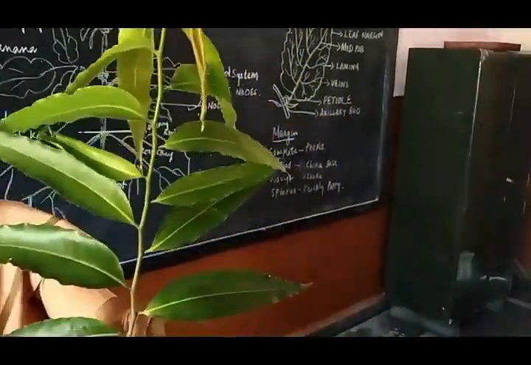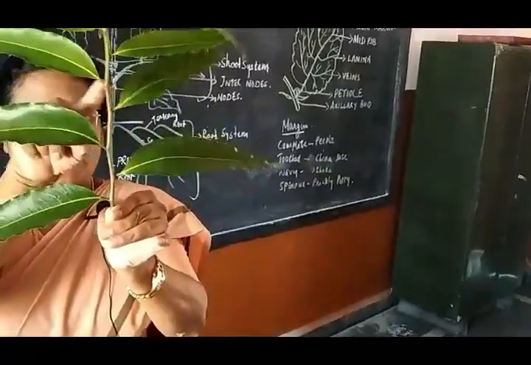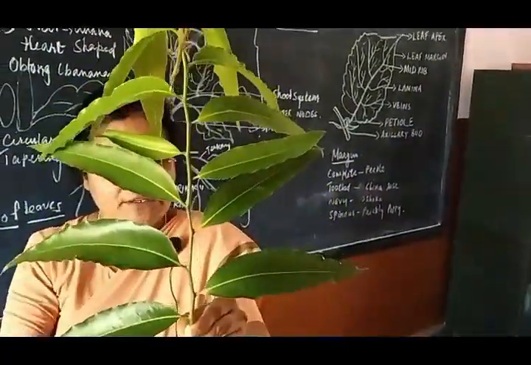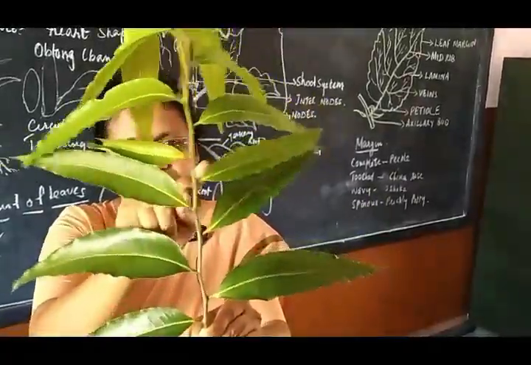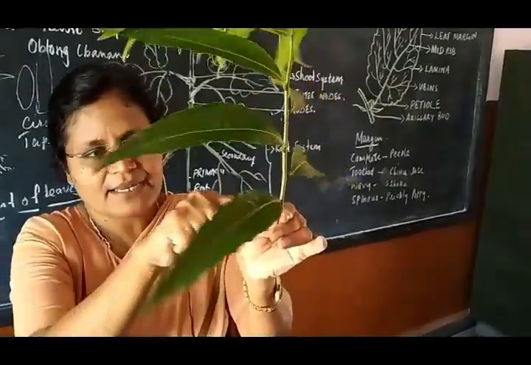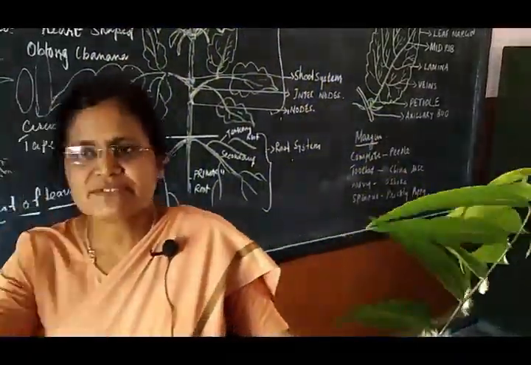Alternate means they don't face each other. One is here, one is here, one is here, one is here. Look here, observe nicely. They have an alternate arrangement. Alternate means both are not in the same parallel, but they are alternately arranged. Whereas in guava, they are oppositely arranged.